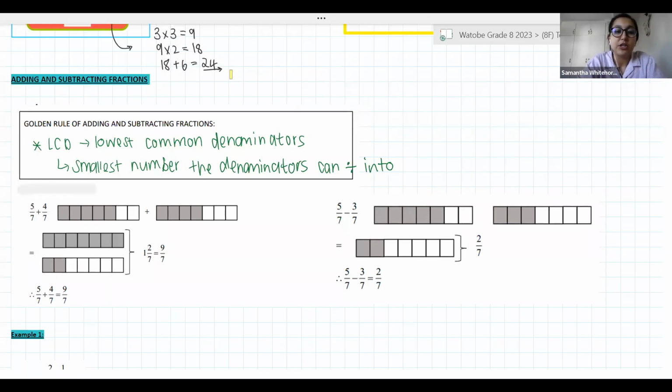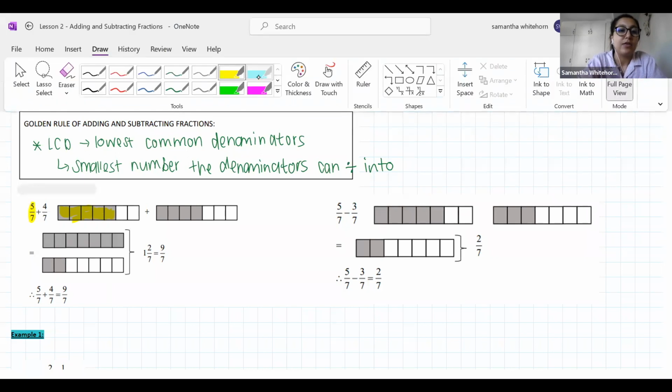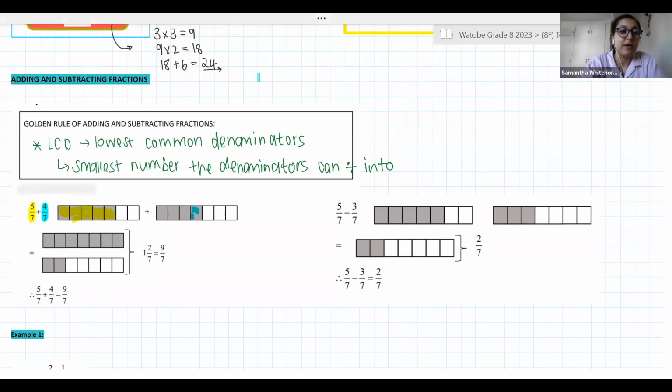Now remember, a fraction represents part of a whole. So here we've got 5 sevens, so there are my 5 blocks shaded in. And then we've got 4 sevens, so my 4 blocks shaded in, right? I'm adding those two together. The reason I'm able to draw this picture, each of them with 7 blocks, is because my denominators are the same. They have a lowest common denominator. And only once my denominators are the same can I add them together.